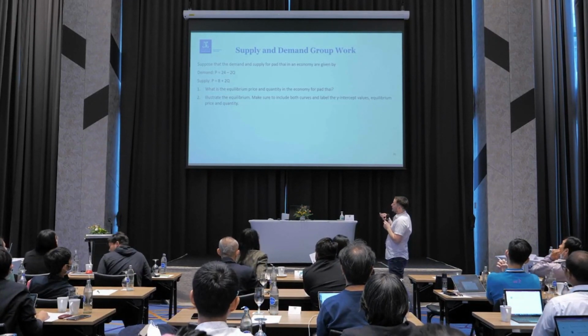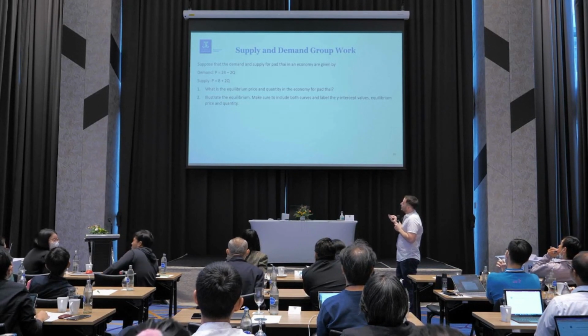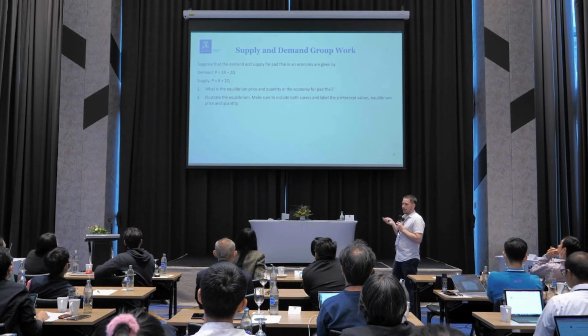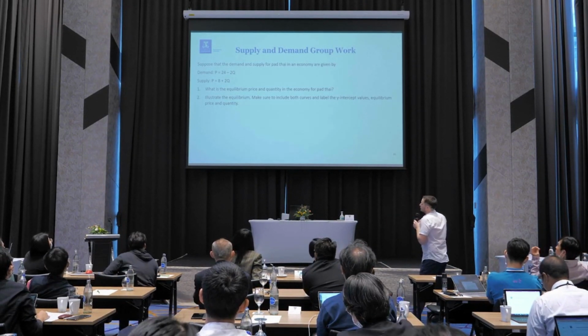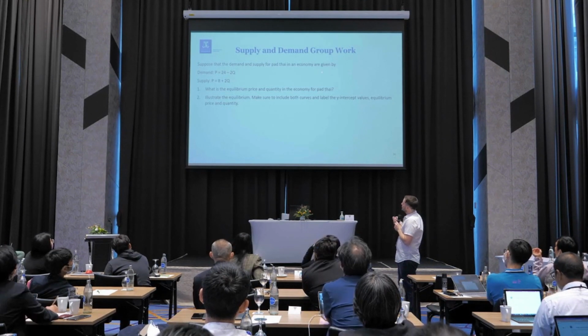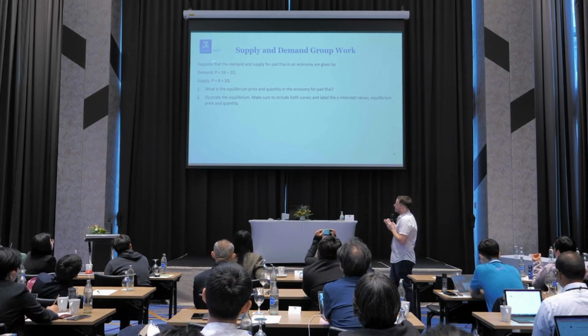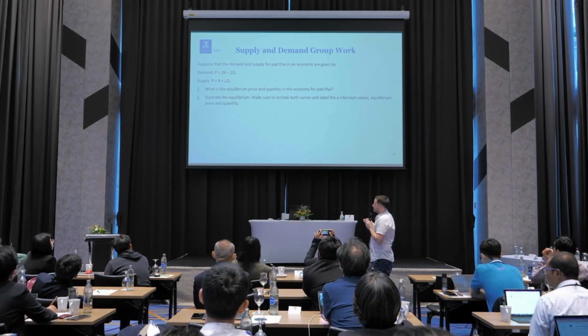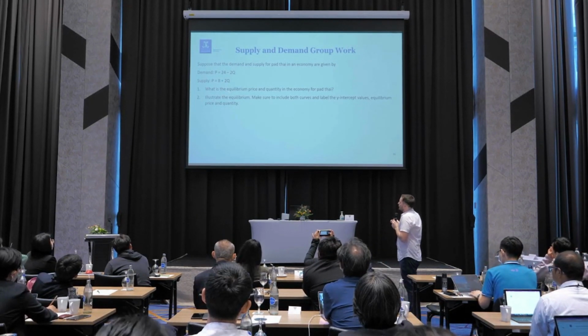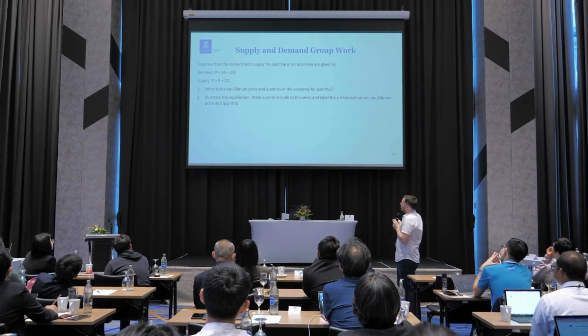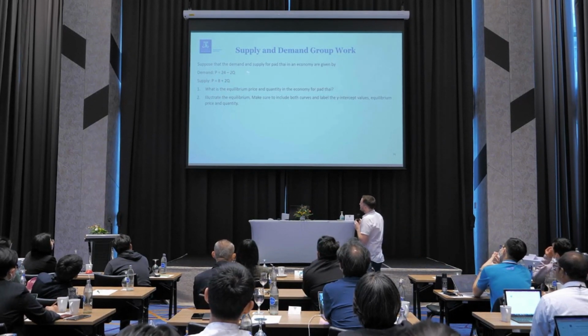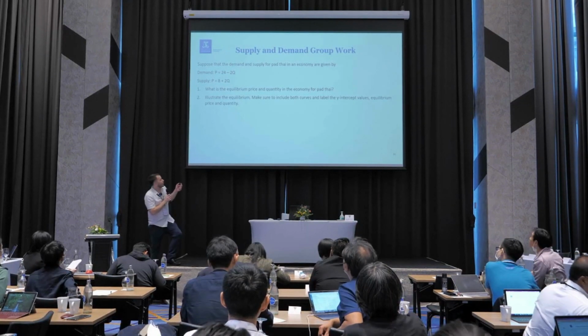And we can just quickly go over this example to try to work out how supply and demand are working together. So the first thing that I want you to do is use this information. We know this formula is what determines demand. This formula is what determines supply. And I want you to see what's the equilibrium price and quantity in the economy for pad thai. So this is the demand and the supply for pad thai. Solving for P and Q.